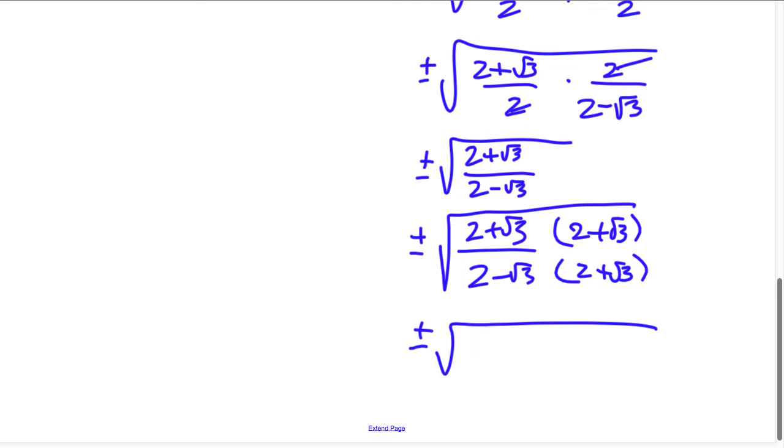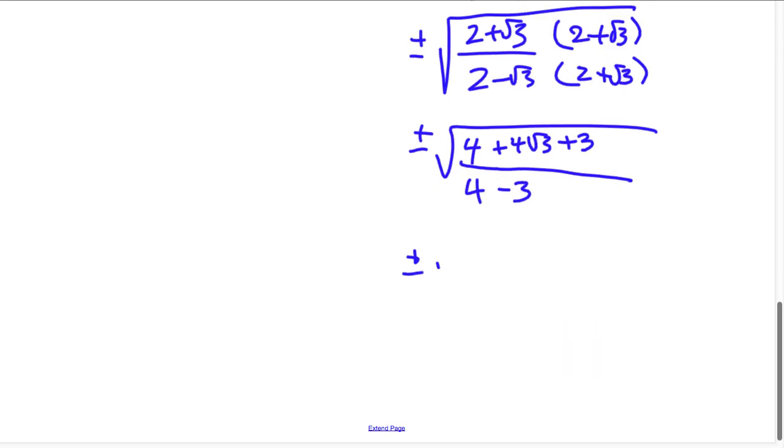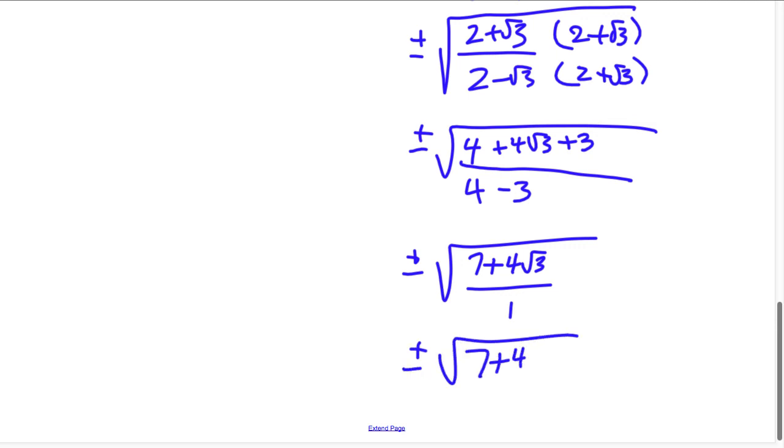Oh, so plus or minus. On the top I'd get 4 plus 2 root 3 plus another 2 root 3, so that's plus 4 root 3. And then root 3 times root 3 is the root of 9, which is 3. Over, that'd be 4, plus root 3 minus 2 root 3, that cancels. Minus root 3 times plus root 3 would be minus root 9, or a minus 3. Okay, I'm still going. 4 plus 3 would be 7. So on the top I have 7 plus 4 root 3, and on the bottom I have 1. Or plus or minus the square root of 7 plus 4 root 3.